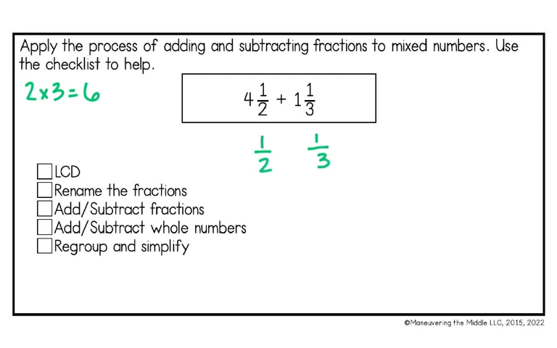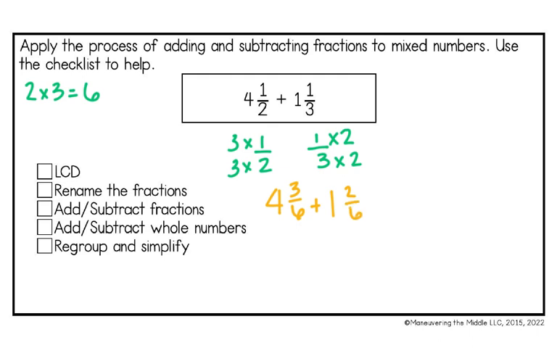So in order to get to 6, I have to multiply 2 by 3. Whatever I do to the bottom, I have to do to the top. Go over to 1/3, I'd multiply that by 2 to get to 6, and whatever I do to the bottom, I have to do to the top. Now I can go ahead and rewrite our problem. So I'm going to have 4 and 3/6 plus 1 and 2/6.